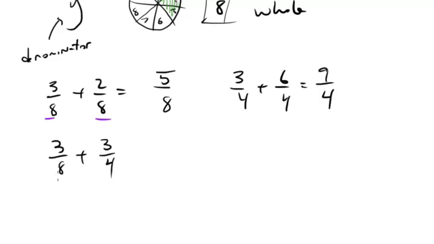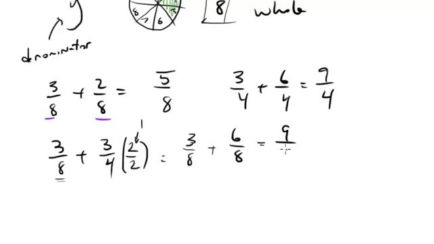The least common denominator is 8, right? Because if we multiplied this guy by 2 over 2, or 1, so we're allowed to do that, we would get 3 over 8 plus 6 over 8. There we go, right? This fraction is no different than 6 over 8. It's just written with a denominator of 8.